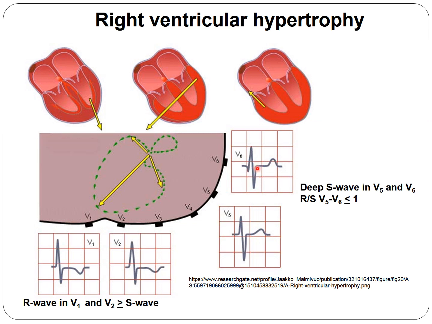It's very important to remember that when we have a deep S in V5, V6, which is not round in shape but deep, and the R/S ratio is less than 1, we have to think about right ventricle enlargement.